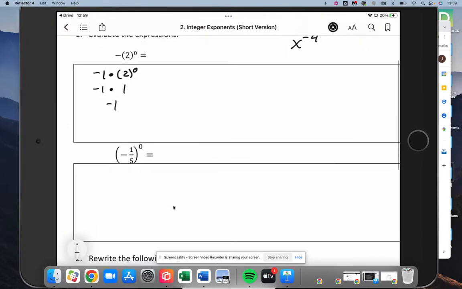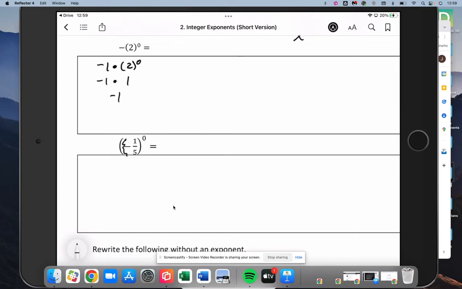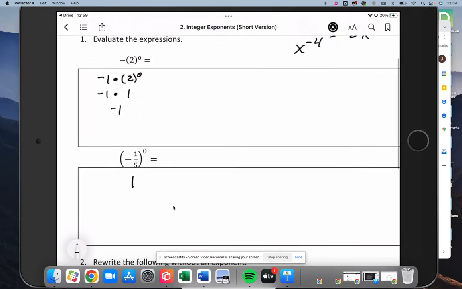Now, the second part of number 1 is different. That negative is inside the parentheses. So this whole thing, including that negative symbol, is being raised to the 0 power, and anything to the 0 power simply is 1. Okay, I'll pause here for a moment and move on to number 2.